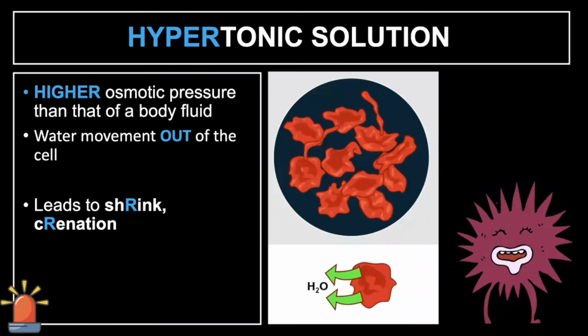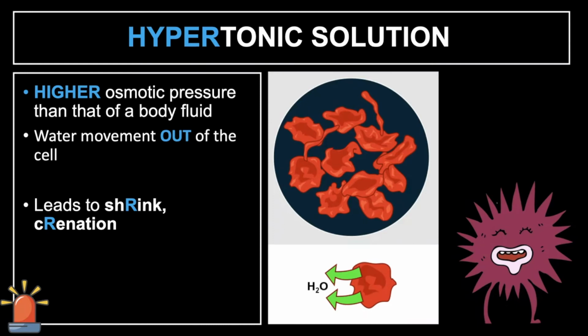So next, hypertonic solution. So they say that in hypertonic solution, there is higher osmotic pressure than that of the body fluid. Meaning, mas marami yung amount ng solute sa labas ng red blood cell or sa environment outside the red blood cell. So, ang tendency is, yung water pupunta doon sa labas ng RBC. So, there would be water movement out of the cell.